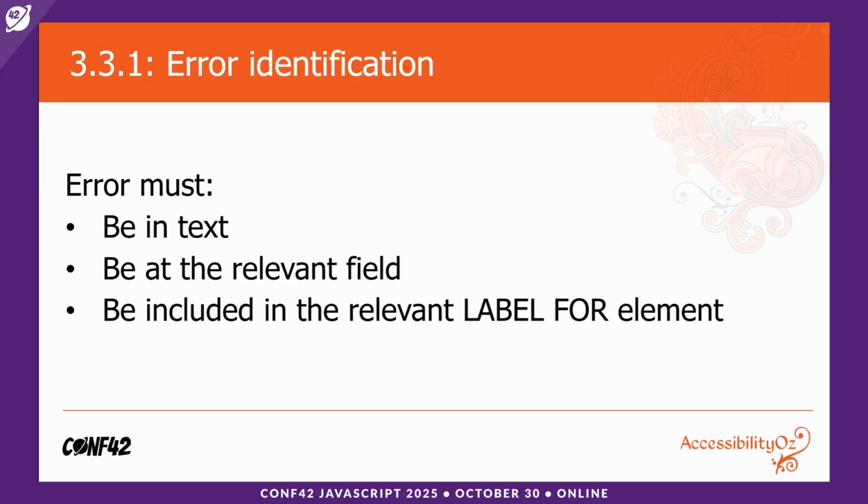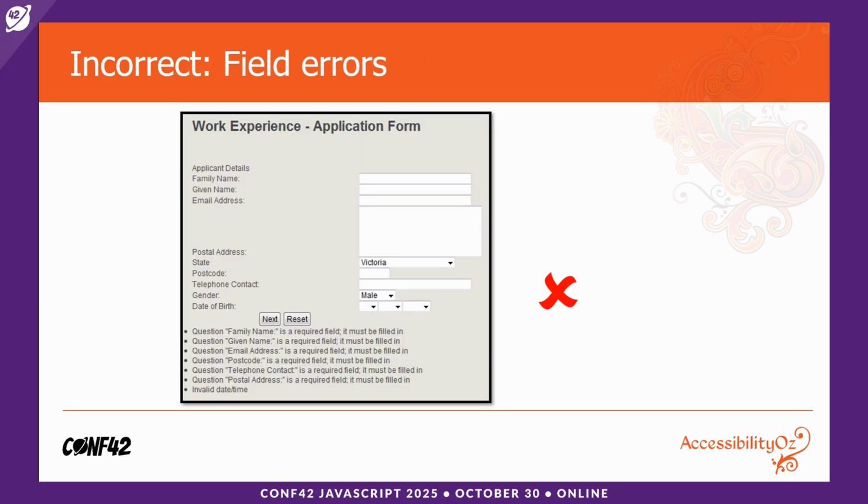So when it comes to error identification, the error must be in text, be at the relevant field, and be included in the relevant label for element. This is an incorrect example. As you can see, the fields have not been completed, but the form has been submitted, and all the errors are underneath the submit button.